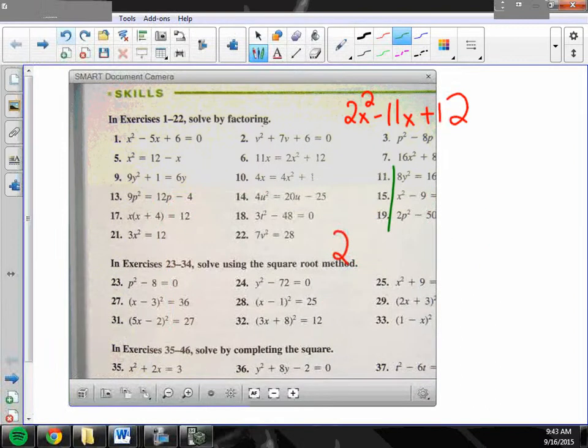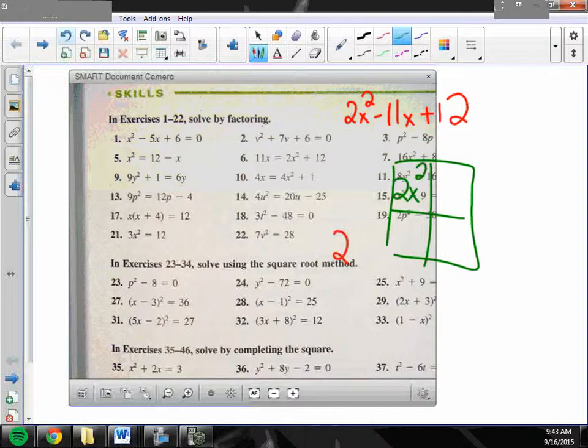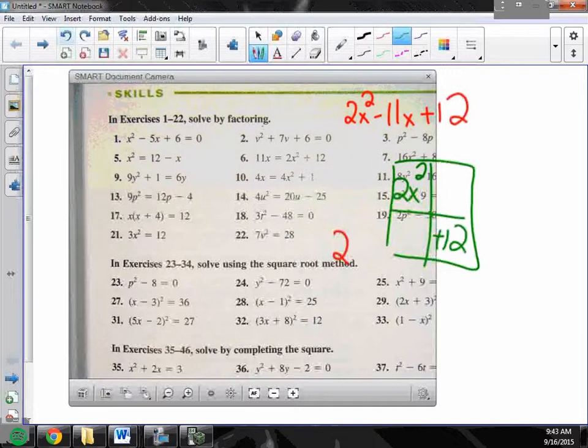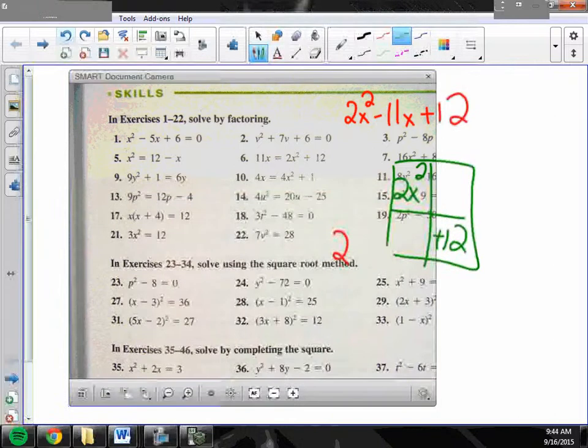So we have the box. 2x squared plus 12. Now this one has a leading coefficient. A lot of you are good enough you can factor without the box. But if there's a leading coefficient, I highly recommend you use the box. In fact, that's what I do. The way I learned it almost 20 years ago was way harder than the way that we do it now.